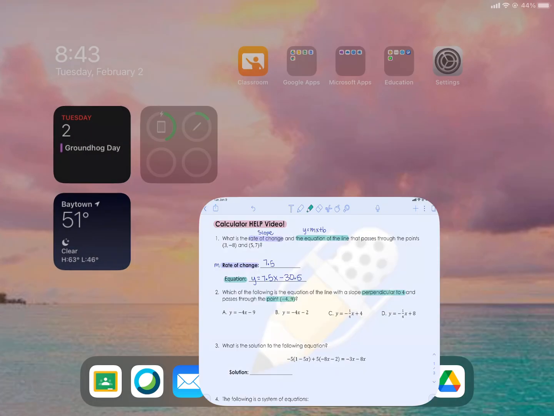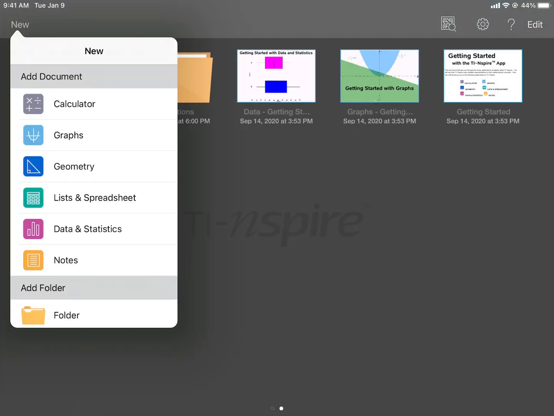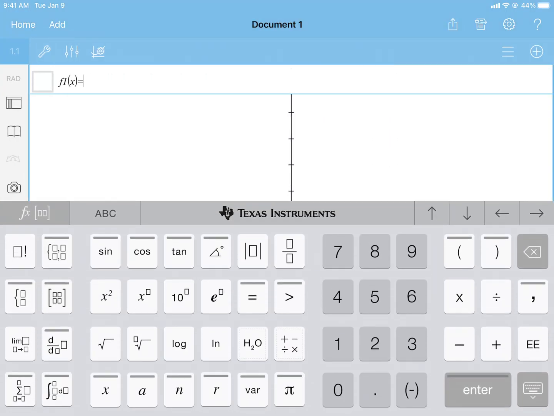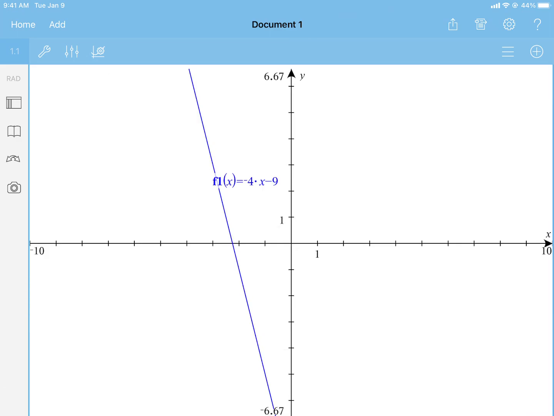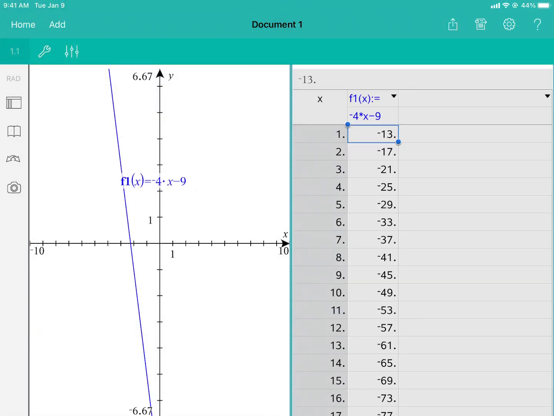Okay, so I'm going to switch back over to my calculator. I'm going to discard my changes and a new, and I'm going to go to the graph this time. So I'm going to type in answer choice A and then look at its table. We only type in stuff after the equal sign. So -4x minus 9. I hit enter, it graphs it for me. I want to look at the table. The yellow calculator, you can hit Control T for table. On the iPad, you hit toolbar, table, split screen table.